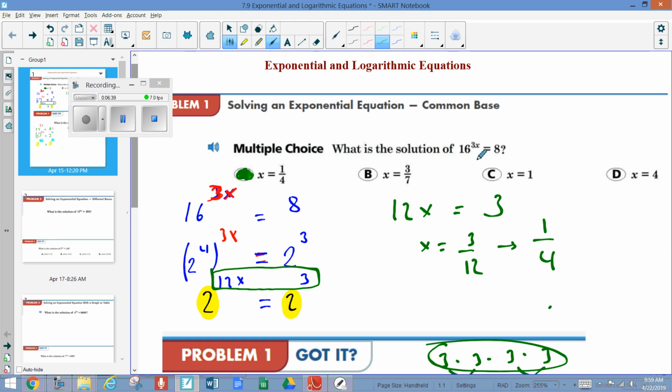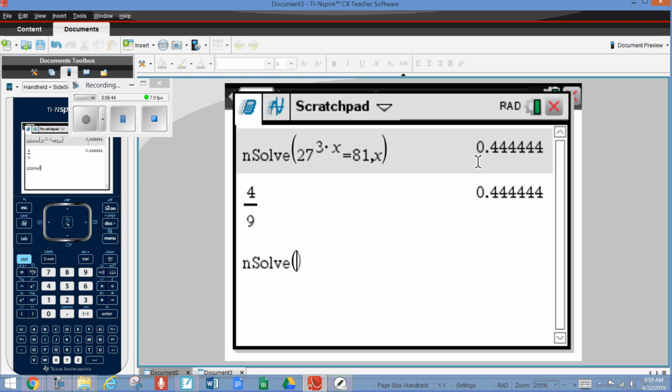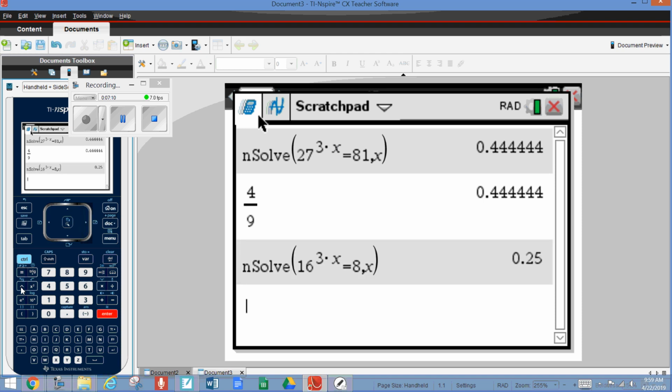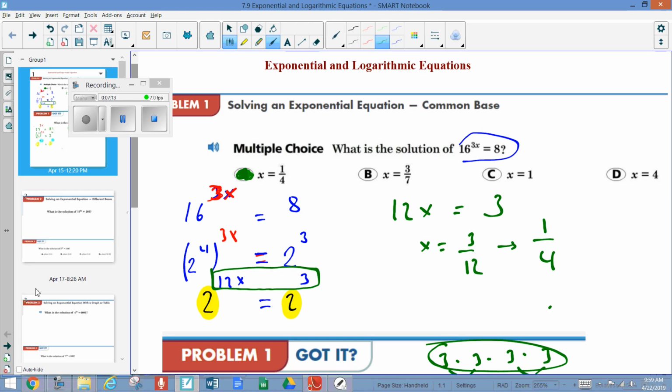16 to the power of 3x is equal to 8. You're typing this one. Is that clear? Comma, solve for x. Since we're solving for x, we have to do comma x. Give me a second. 0.25, is that right? 0.25, 1 over 4, same thing.